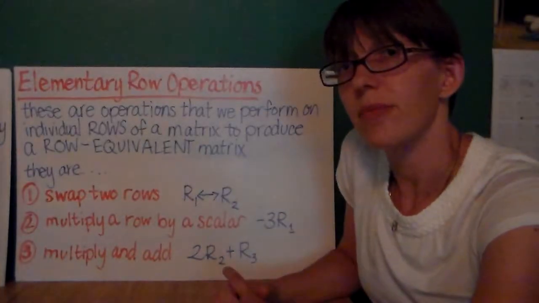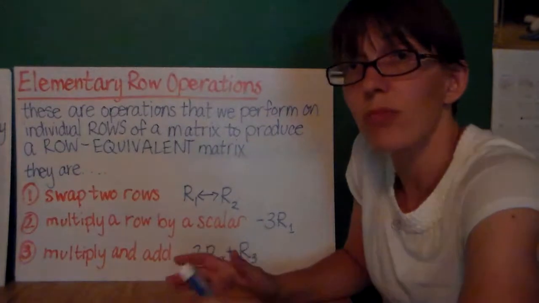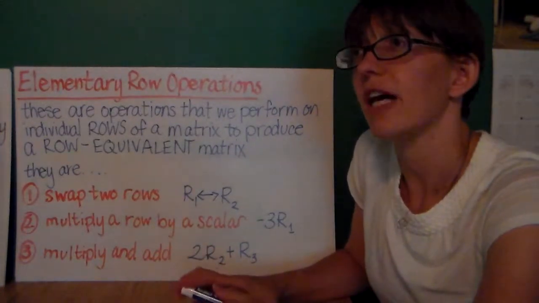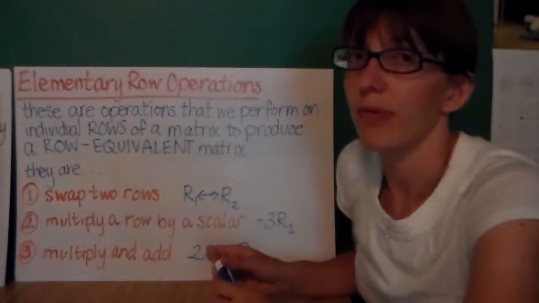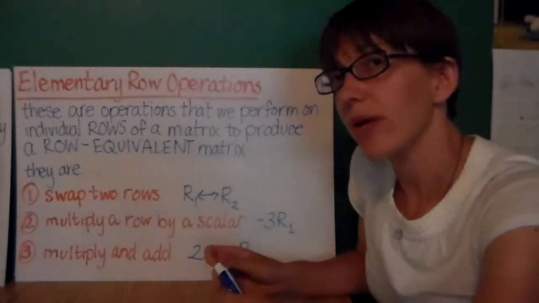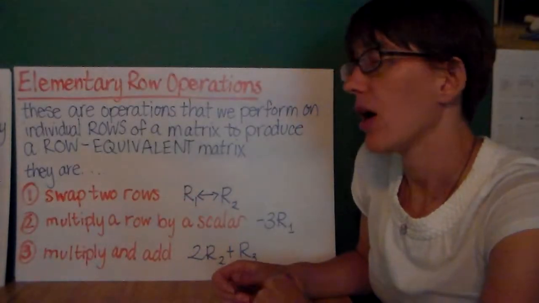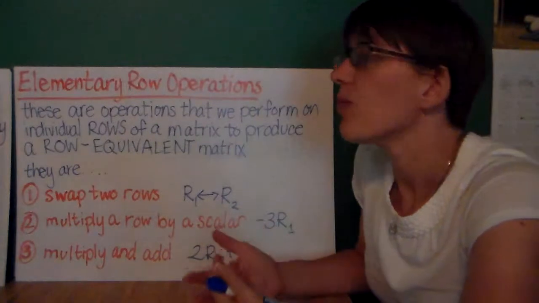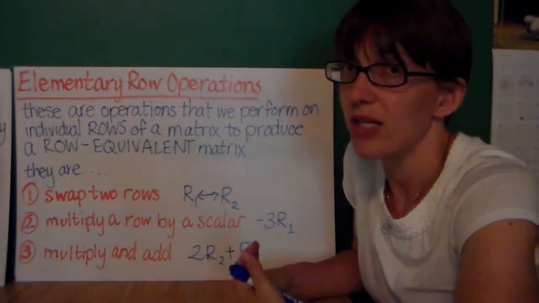Now there's a lot of things that we can do with matrices. Really exciting. They're like numbers, but more fun. They're even more fun than vectors, I promise. So we have these elementary row operations. What are elementary row operations? These are operations that we perform on individual rows of a matrix. And when we perform them, we produce what is called a row equivalent matrix.